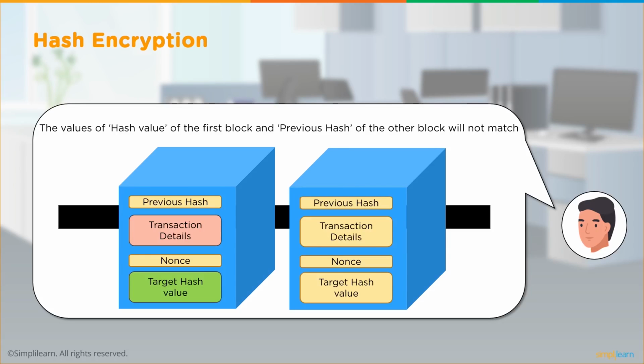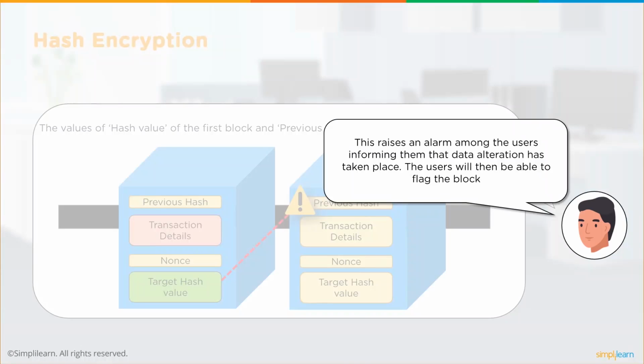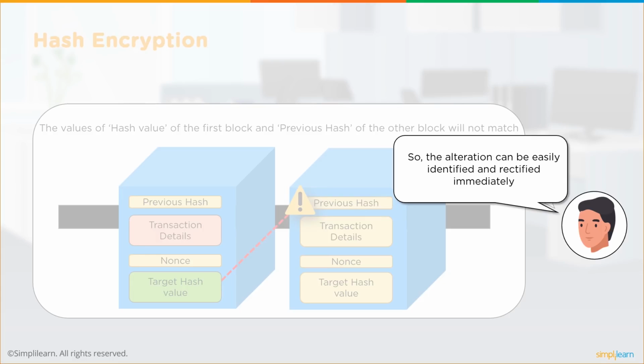Now the hash value of the first block and the previous hash value of the other block will not match. Basically, the block subsequent to the hacked block will get delinked. Now this will raise an alarm among the users, informing them that data alteration has taken place. The users will then be able to flag the block, so the alteration can be easily identified and rectified immediately.